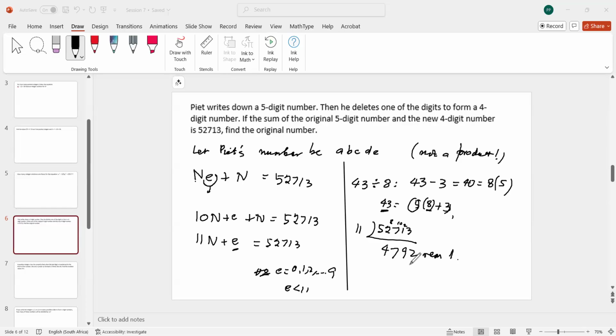Now, what does this mean? It means that 52713 is 11 times 4792 plus 1. I'm sorry, 4792. 4792 plus 1. And there it is. You got this thing here is 11.